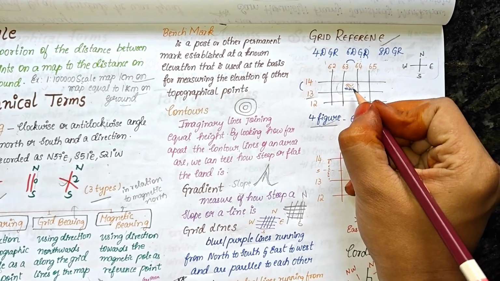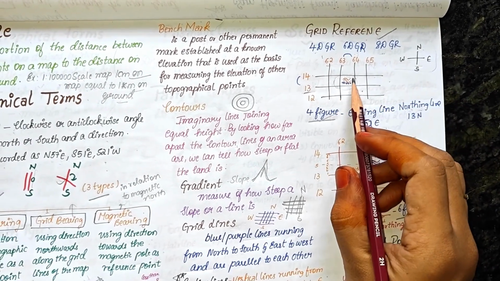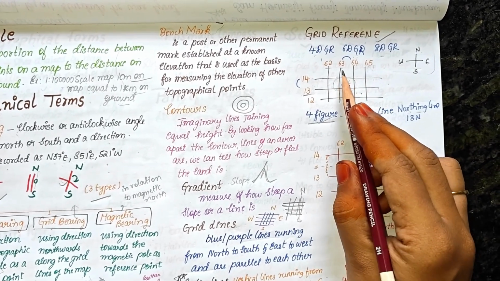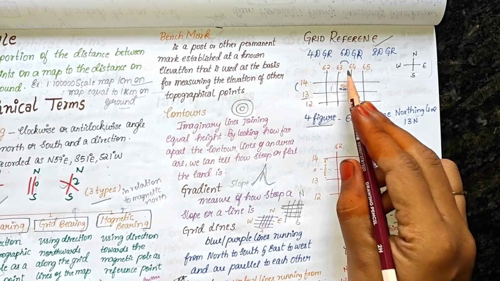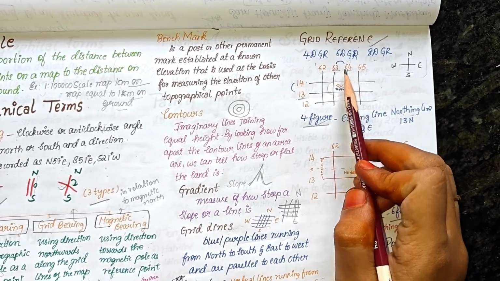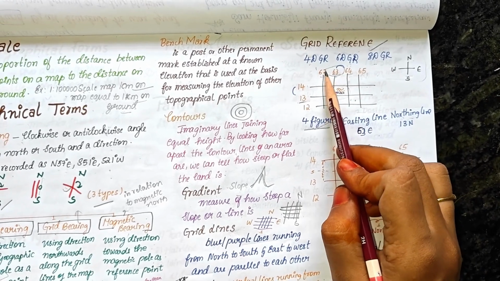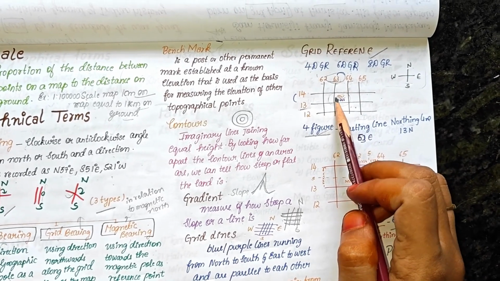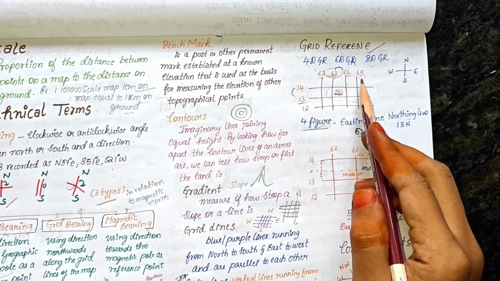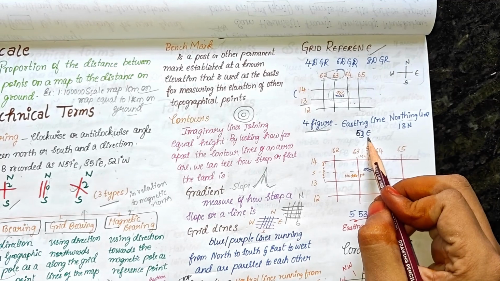So suppose you have a river here. What will be the easting line? Either 63 or 64, because it is located between 63 and 64. So what value do you take, 63 or 64? Definitely we take 63, because the river is present after it. So the easting line will be 63 east.